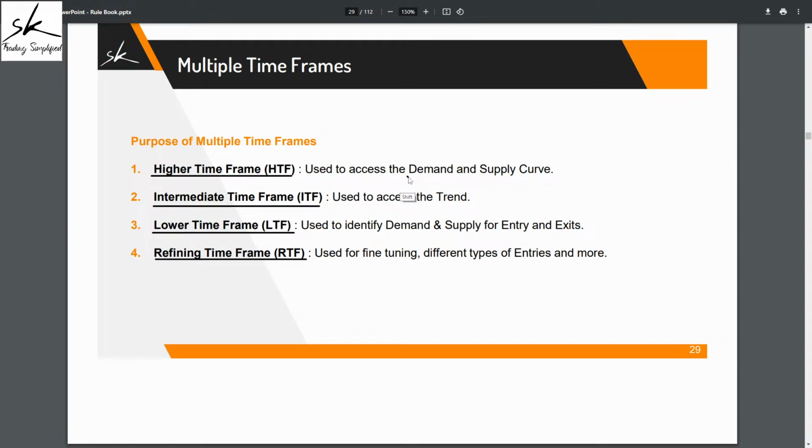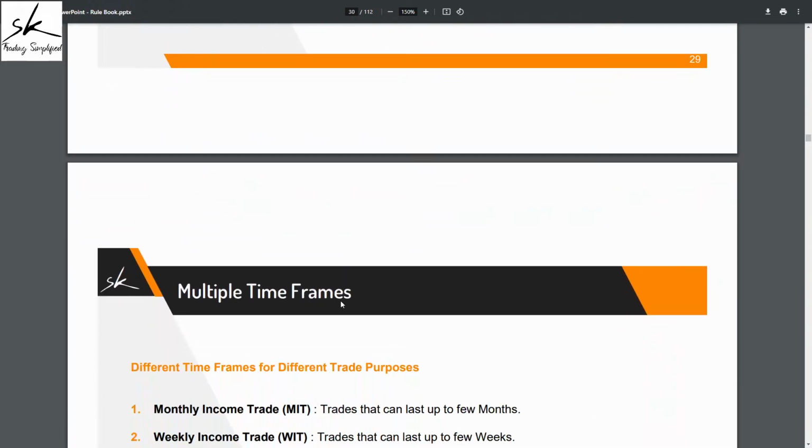Higher time frame is used for demand supply curve analysis, intermediate is used for trend analysis. On the lower time frame, we identify areas of demand and supply for our entries and exits, and the refining time frame can be used for multiple purposes like fine tuning the zone, different kinds of entries like your type 2, type 3 entries, or in case we need to apply some additional rules, that is also where this time frame can help us.